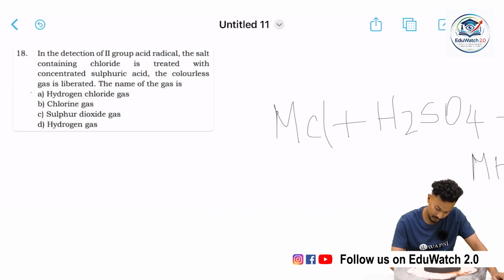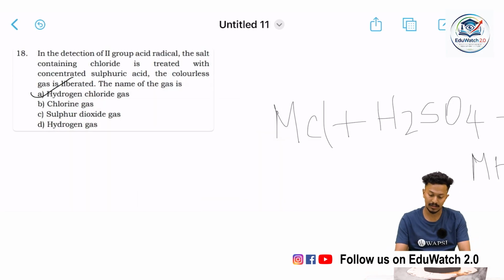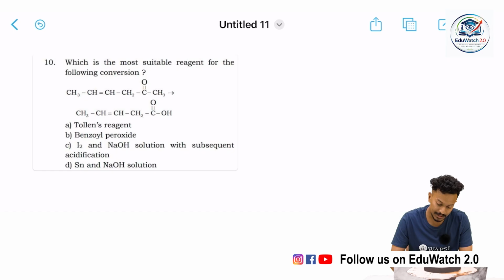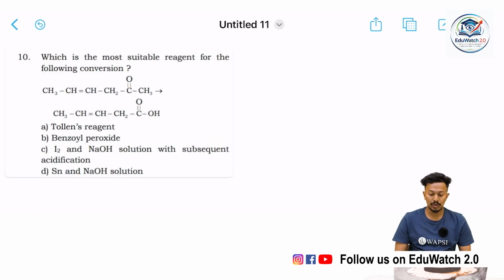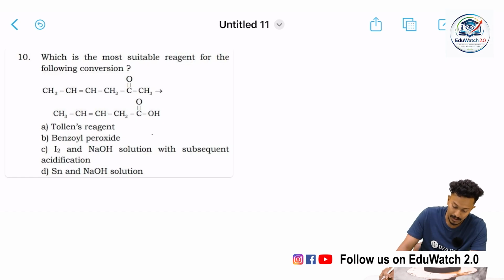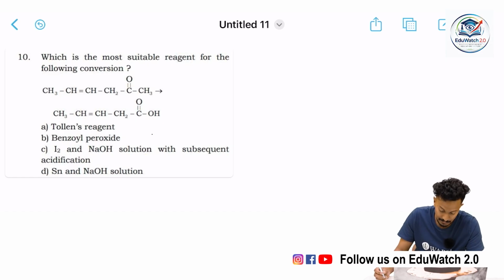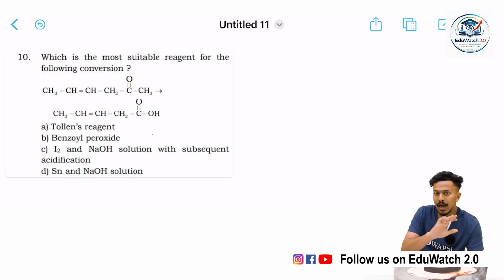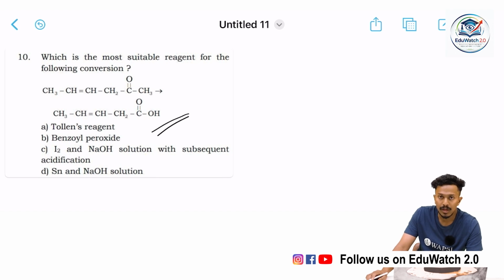Hydrogen chloride gas is the correct answer. Moving on to the second one. Which is the most suitable reagent for the following conversion? We do have a ketone, which when treated with an unknown reagent gives a carboxylic acid. It is the conversion of a ketone to a carboxylic acid.